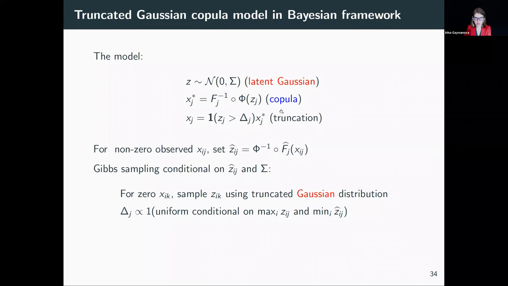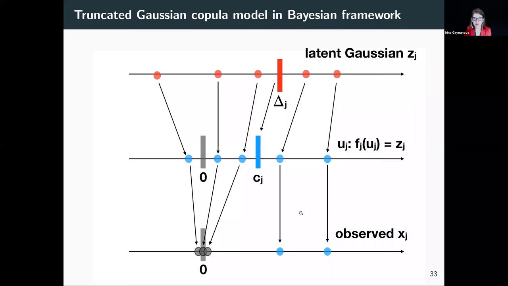What happens, and I know I went a little bit fast, but in case you know what I'm talking about, this was useful. In case you don't, hopefully you will get a rough idea on how to do it. This is the latent threshold, delta J. If you put a non-informative prior on that, that is equivalent to sampling it uniformly from the maximum of the truncated one and the minimum of the observed one. So essentially you're sampling uniformly between those two points. Okay, I see.